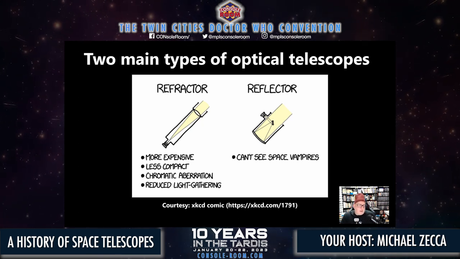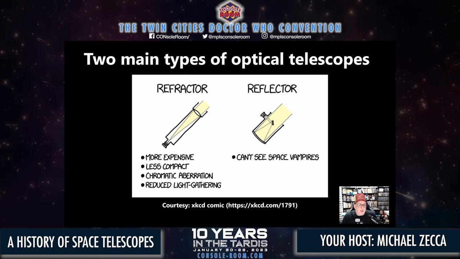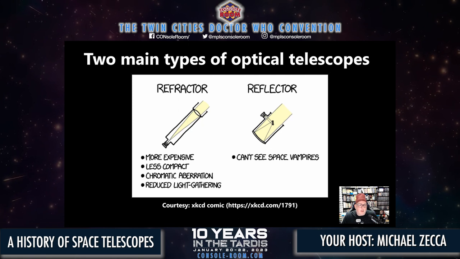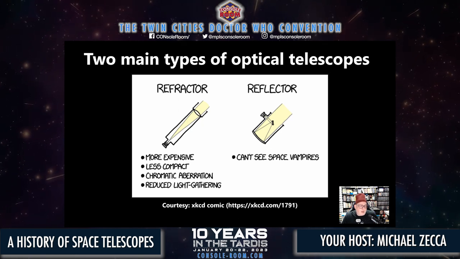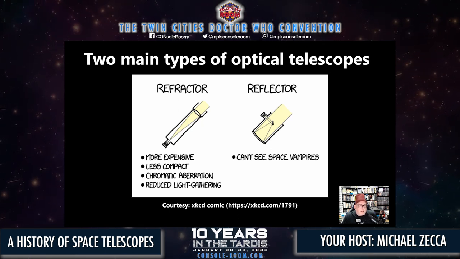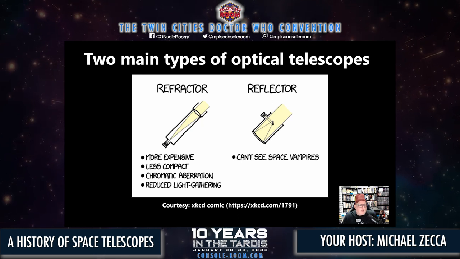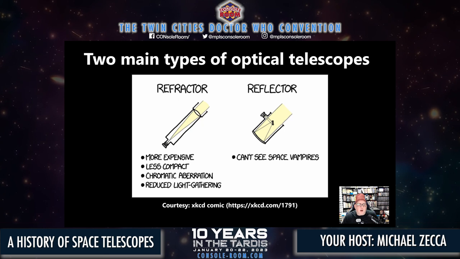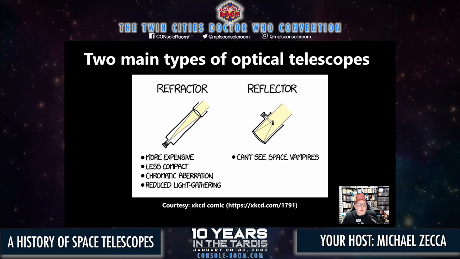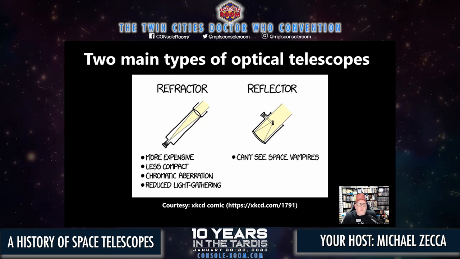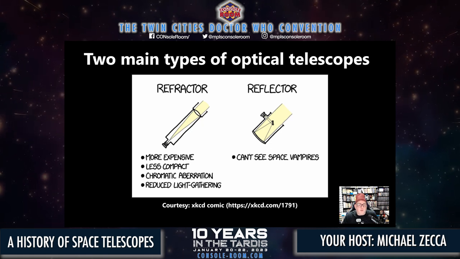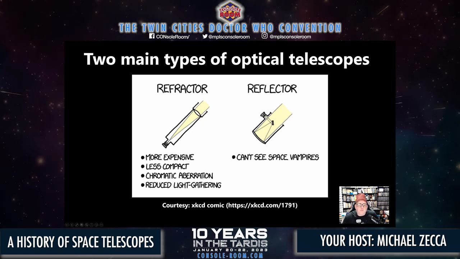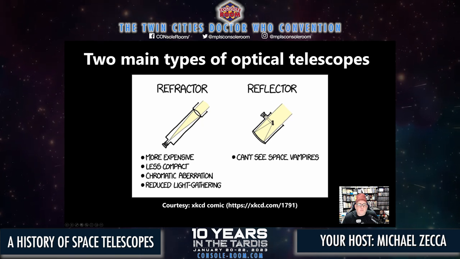Okay, but drawbacks of the refractor, although it was the first type of telescope developed, they are more expensive to build. They're less compact, and by that we mean that the bigger that front lens gets and the more magnification we want, the longer the tube has to get. And that very quickly becomes something too large to launch into space. They also have some other drawbacks when it comes to color and light gathering, where the reflectors are able to see dim objects quite well.